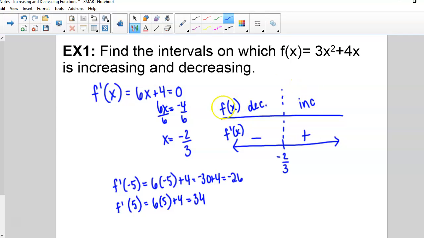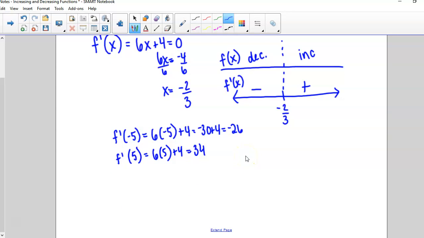So all of these, we always have to write an explanation. And I want you doing this even on your homework, because on the AP exam, there's always some of this on the free response part. And you have to write a sentence explaining it. If you do not, you do not get credit. So you can't just say decreasing from negative infinity to negative 2/3. If it doesn't have an explanation, you won't get credit for it.